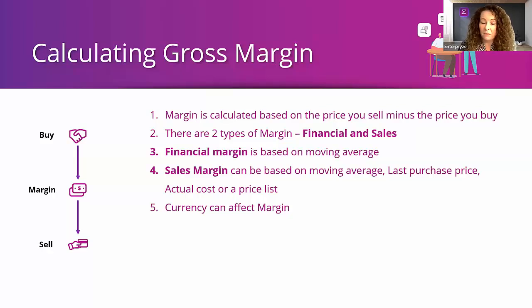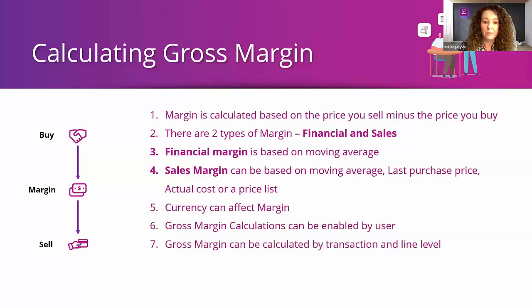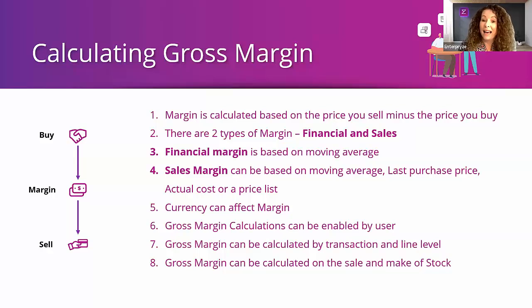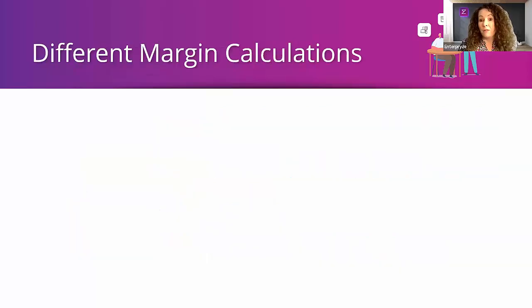Currency can also affect margin. Gross margin calculations can be enabled by user. They can be calculated by transaction and line level. And they can be calculated on the sale and on the make of stock, so the production of stock, or the make of a bill of material, for example.